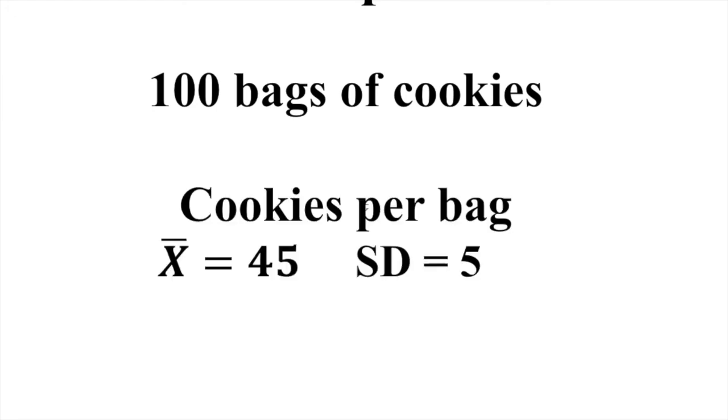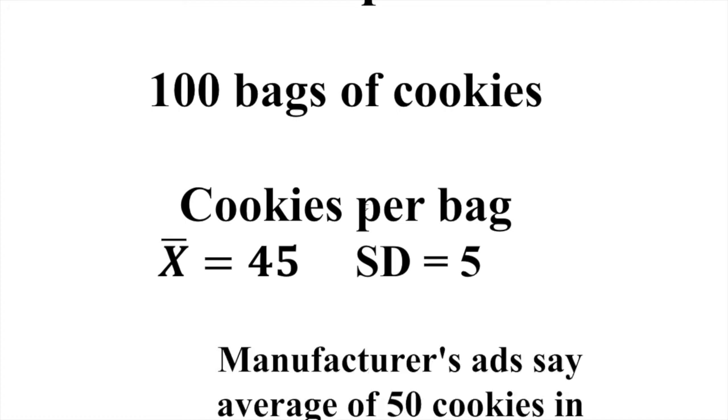I'll show you an example using 100 bags of chocolate chip cookies from a certain manufacturer. We can count the cookies in each bag, and then we'll end up with a list of 100 numbers. Each number represents the number of cookies in a particular bag. So let's say we count the 100 bags of cookies, and the mean is 45 cookies and our standard deviation is 5. The manufacturer says there's an average of 50 cookies in each bag. So we want to test if this claim is true, and we can use our confidence intervals to do that.